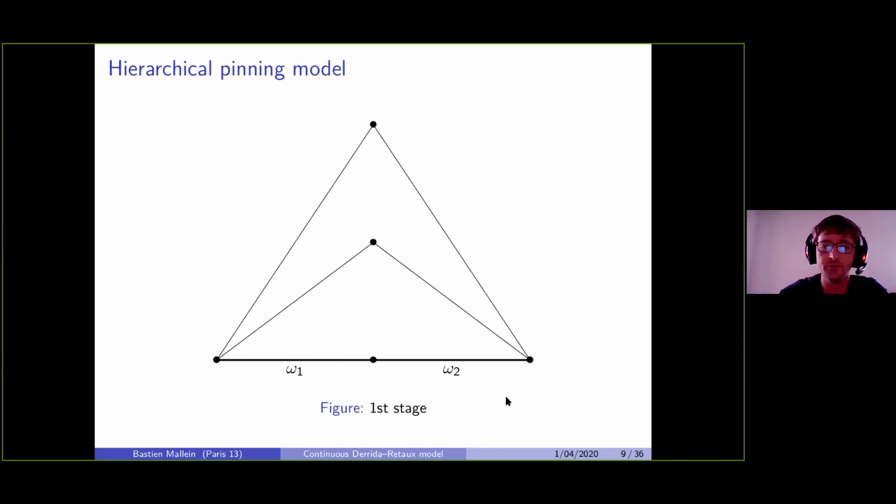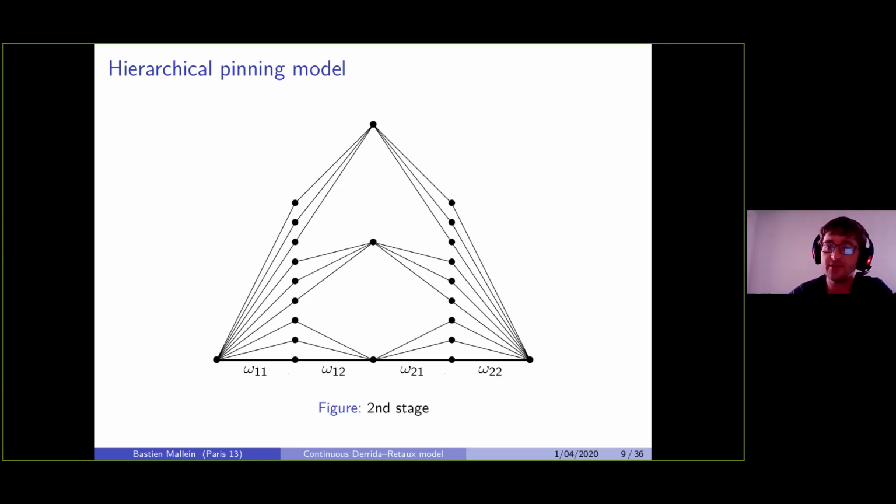So the path can either go through the bottom way, or through the middle way, or through the high way. Now, to get to the second stage, I replace every edge that I had in my previous graph by 3 pairs of edges. And again, you see that the number of paths increases.